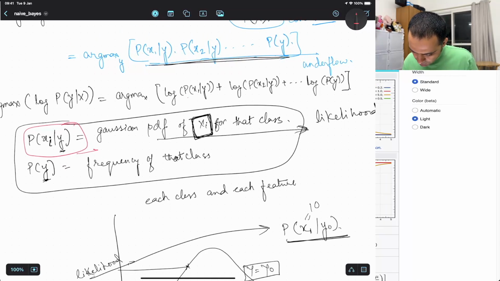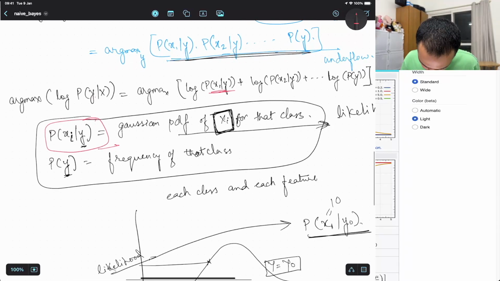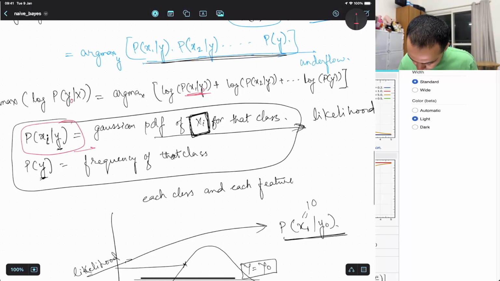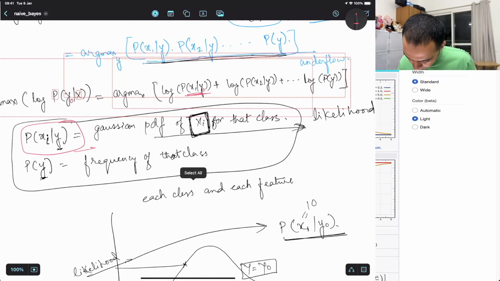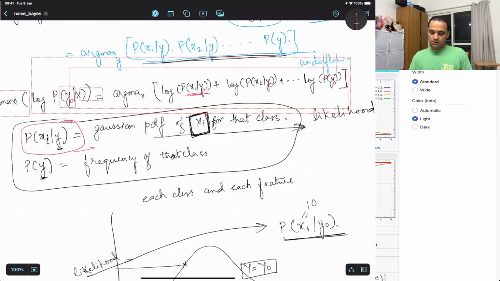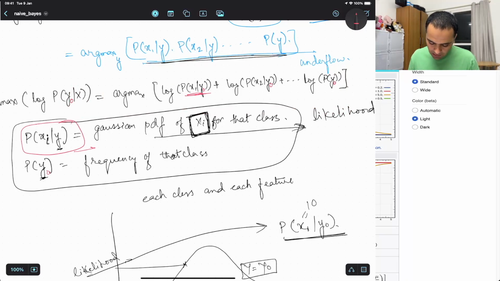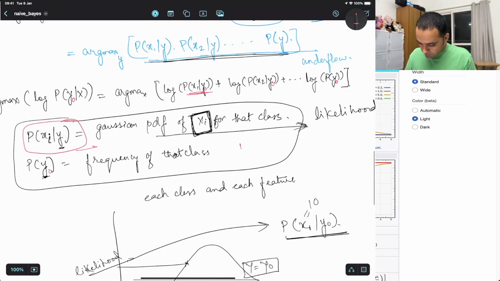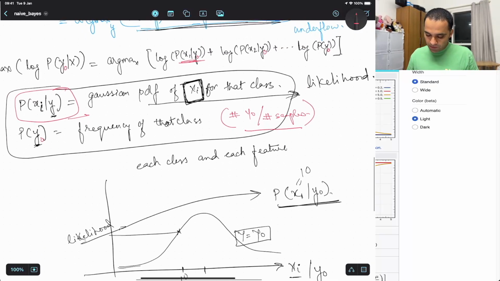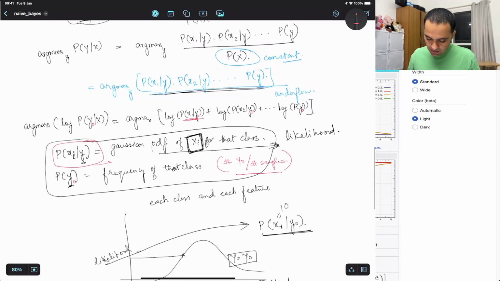So when we are doing it for class y0, this will be P of x1 given y0, P of x2 given y0, and so on, and P of y0. P of y0 will be calculated as the count of y0 occurrences in the training data divided by the total number of samples. So it is basically the frequency of that particular class.